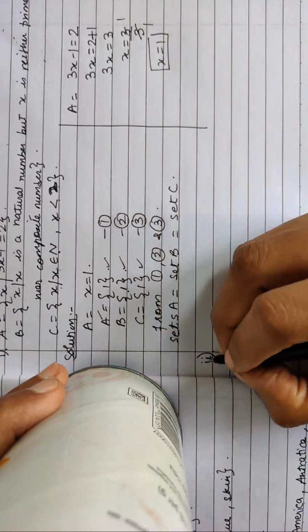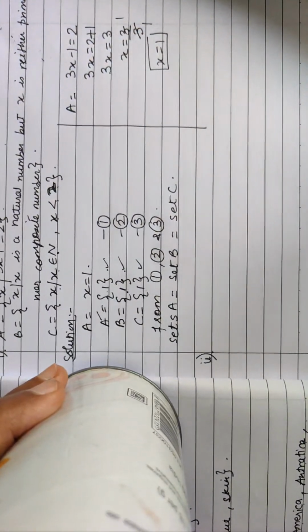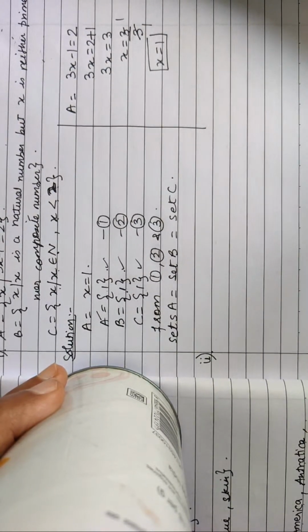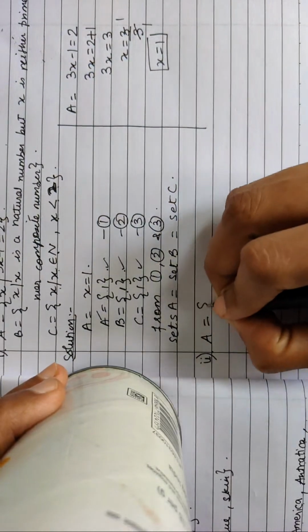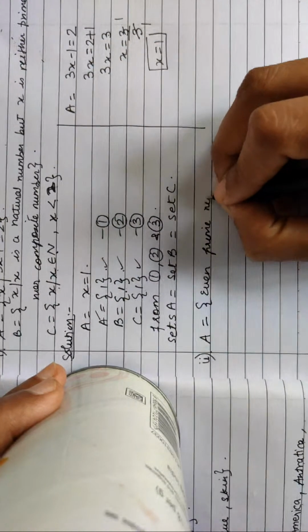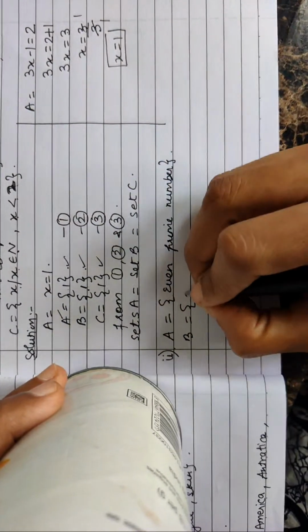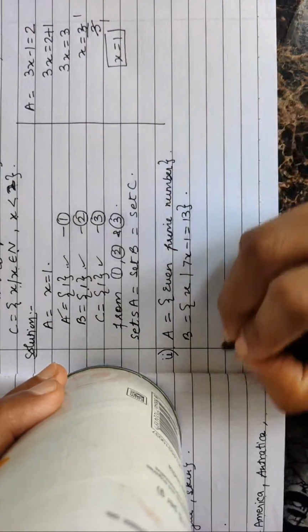Okay, coming on to question number 2. I hope you understood this question. Decide whether set A and set B are equal sets. Give reason for your answer. Now A, it says even prime number. Now this is the question I am writing, okay? And B, x such that 7x minus 1 is equal to 13.